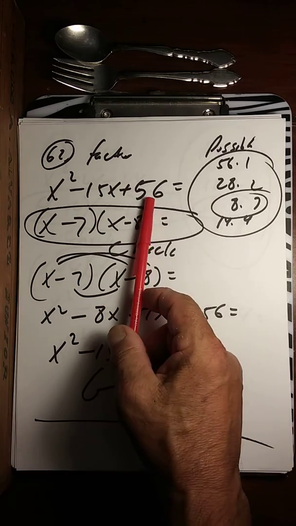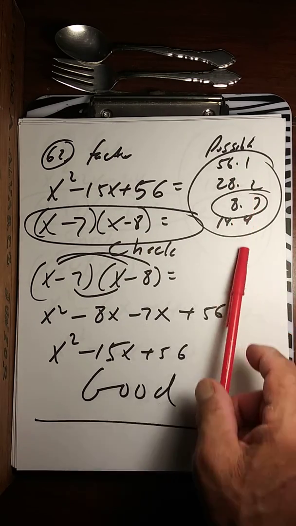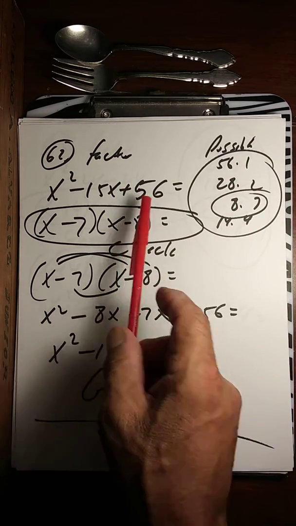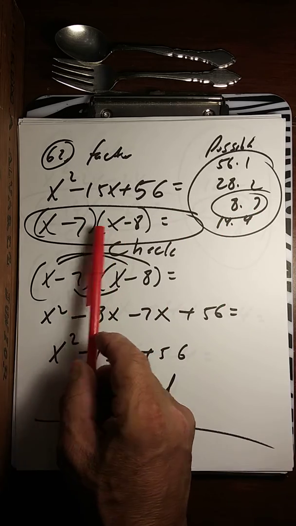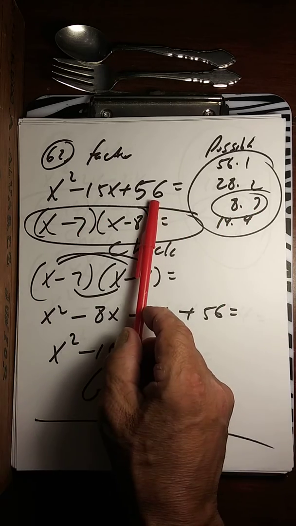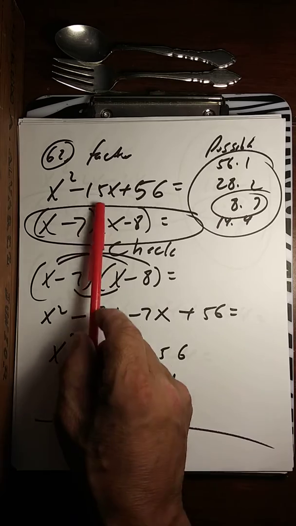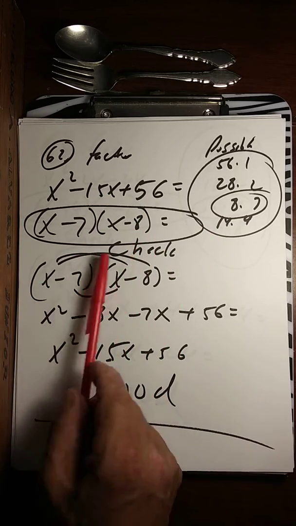Factor this. Look at the last number, 56. All these are possible ways to do it. They give you 56. But 8 times 7, a negative times a negative is a positive 56. Maybe. Let's just check it. This is the answer.